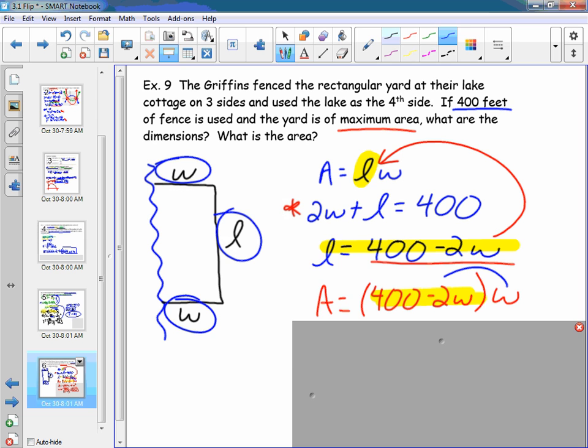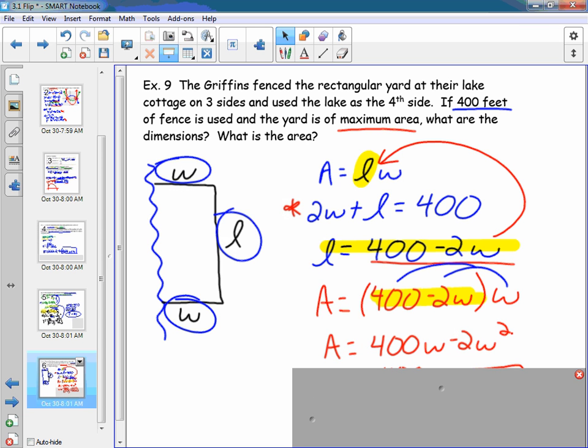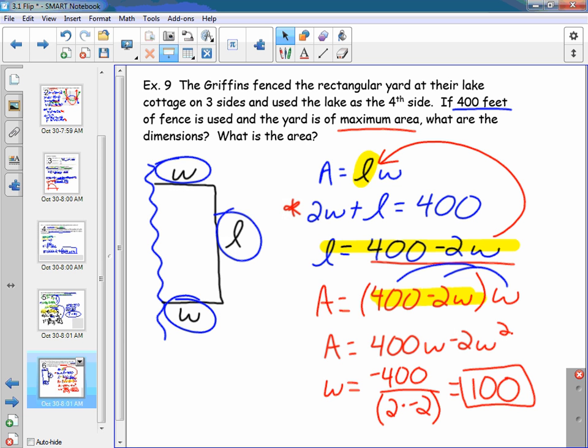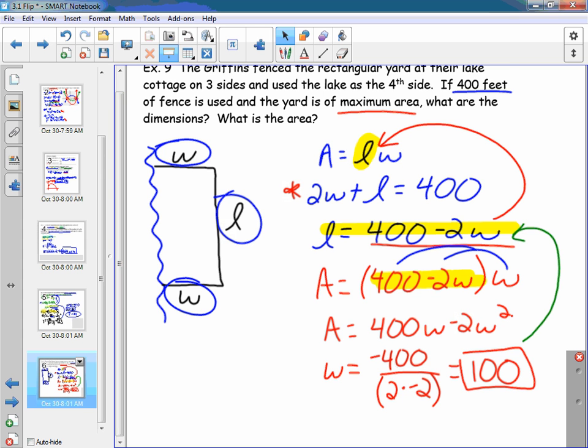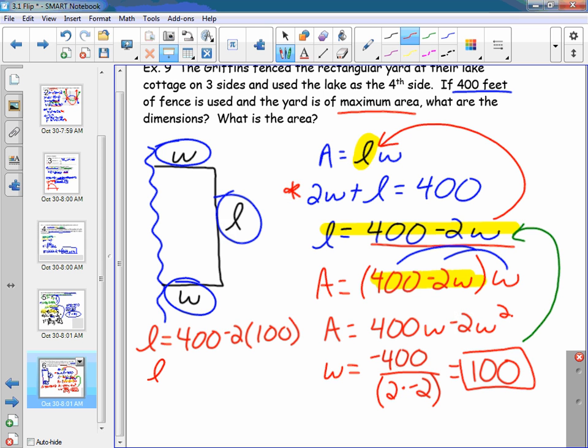So now we can distribute the w through, and that creates our quadratic that we need. And now we can utilize our knowledge of negative b over 2a. So opposite of b would be negative 400 divided by 2 times our value of a, which is negative 2. So that gives us a width of 100. Once we know that the width is 100, we can plug that back in right here. So when we do that, we'll have a length equaling 400 minus 2 times 100. So our length will end up being 200.